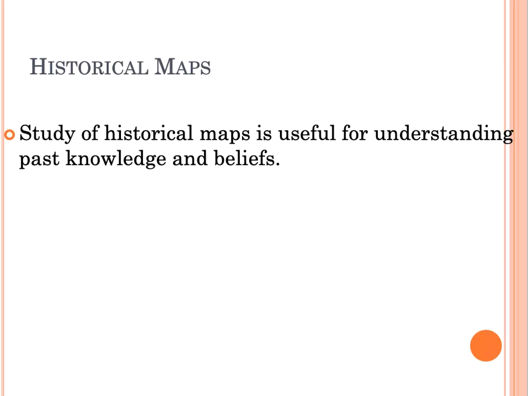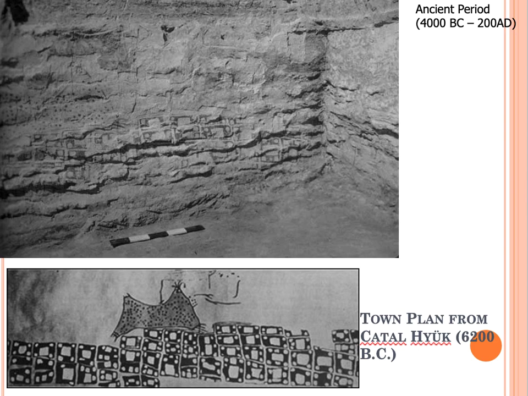Lastly, I want to review historical maps. The study of historical maps is useful for understanding past knowledge and beliefs. Again, we're looking at the historical perception of people and what the landscape looked like to these people. So here, this is a map from the ancient period of 4000 BC to 200 AD. And this is also a historical map.